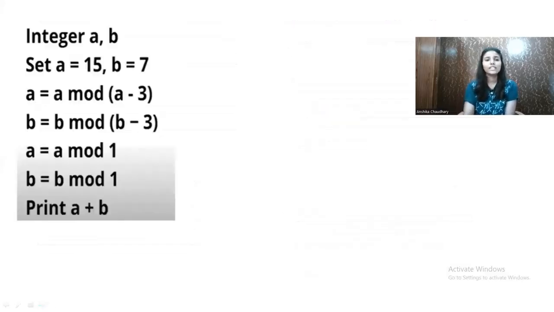So the next question is from pseudocode. Here are some integers a and b, and we are storing some values in a and b. So at this time a is holding 15 and b is holding 7. Now we have to perform some operations and then store the value in a. So what we are doing is a assign a mod a minus 3. So a will be a mod a minus 3. What is the value of a this time?